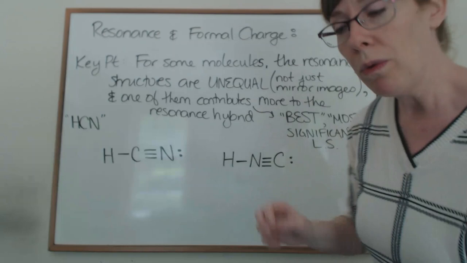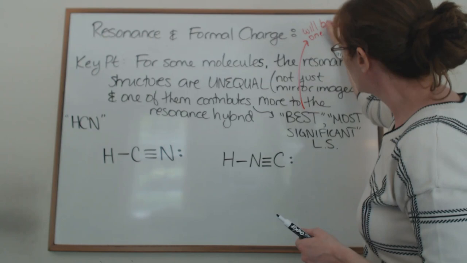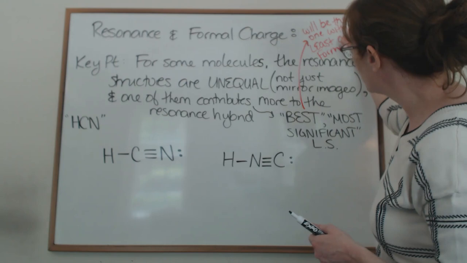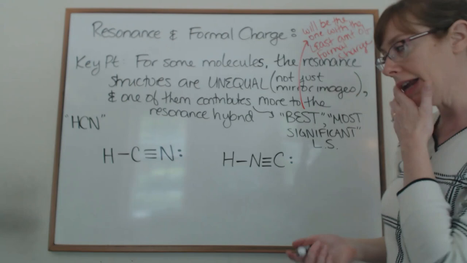Well, let me go ahead and give you how you're going to figure it out. The best Lewis structure will be the one with the least amount of what we call formal charge. Formal charge. So now we're getting to this last concept. Like I said, these are related, resonance and formal charge. It will be the one that has the least amount of formal charge. So let's first go ahead and detail what formal charge is.